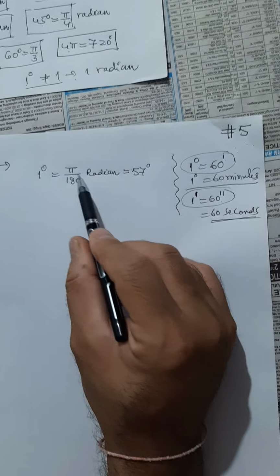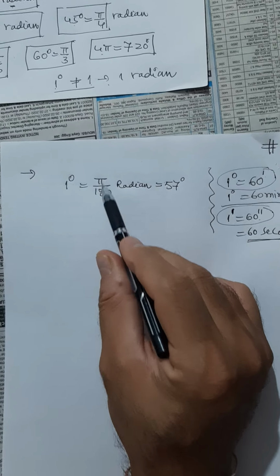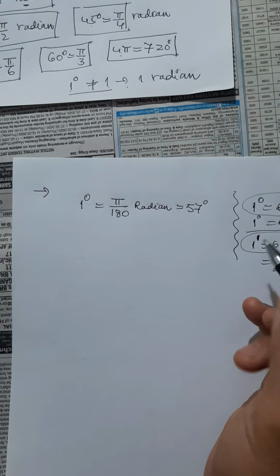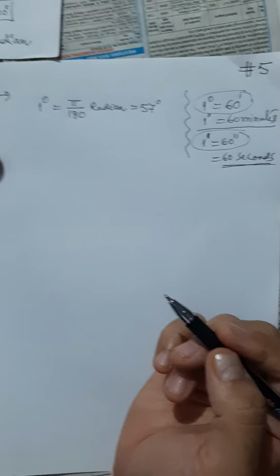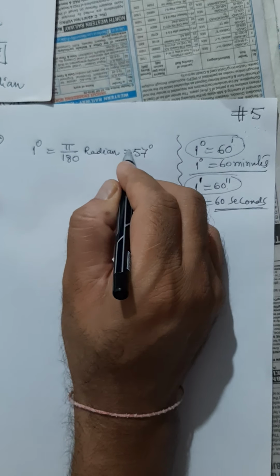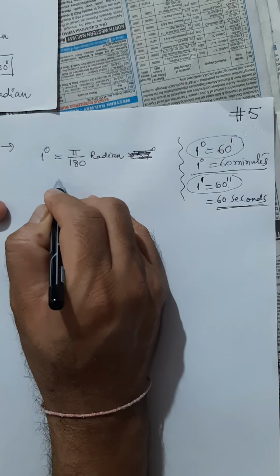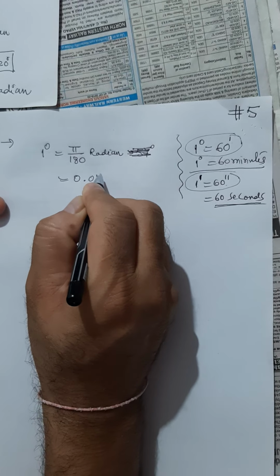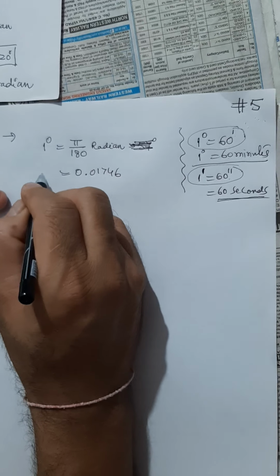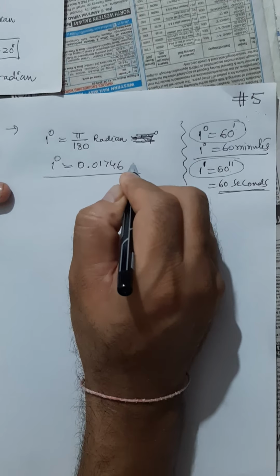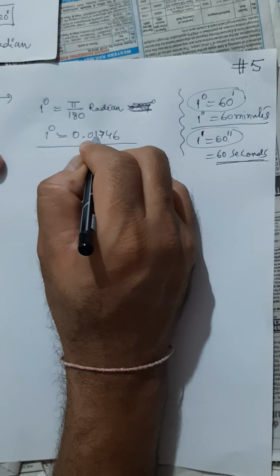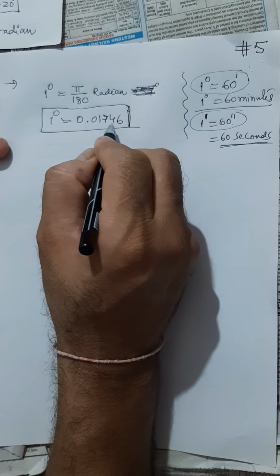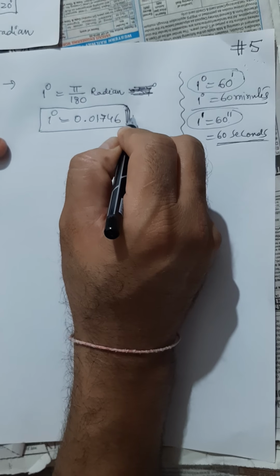Now here, if you see, roughly pi by 180 will give you about 57 degrees. If you do pi by 180 using a calculator, you will get 0.01746 radian. This is the radian because it's a number, remember. 1 degree equals this much, 0.01746. This is the radian measure, remember.